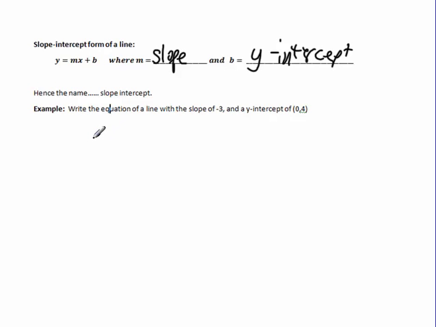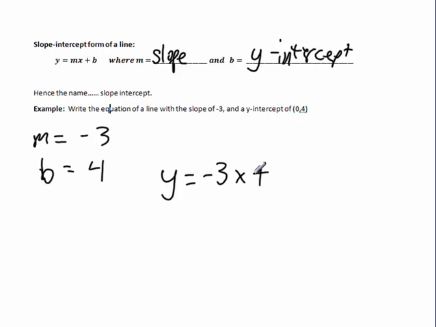Okay, so here, write the equation of a line with a slope of -3 and a y-intercept of (0, 4). So here I know that my m value is -3 and my b value is going to be 4. So that tells me my y equals -3x plus 4.